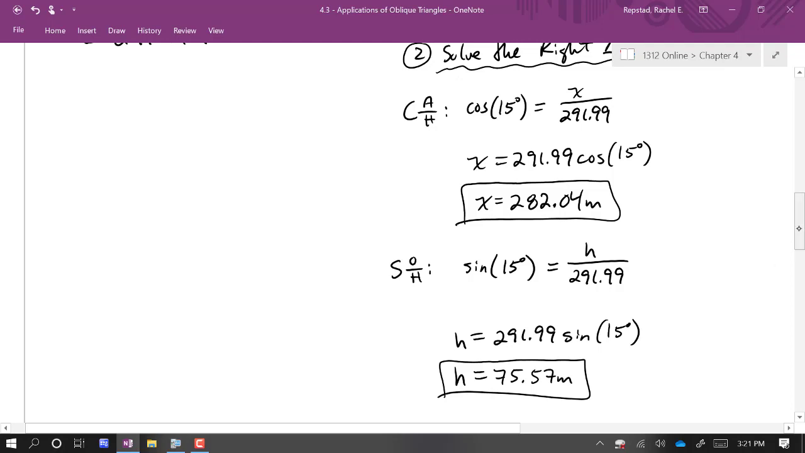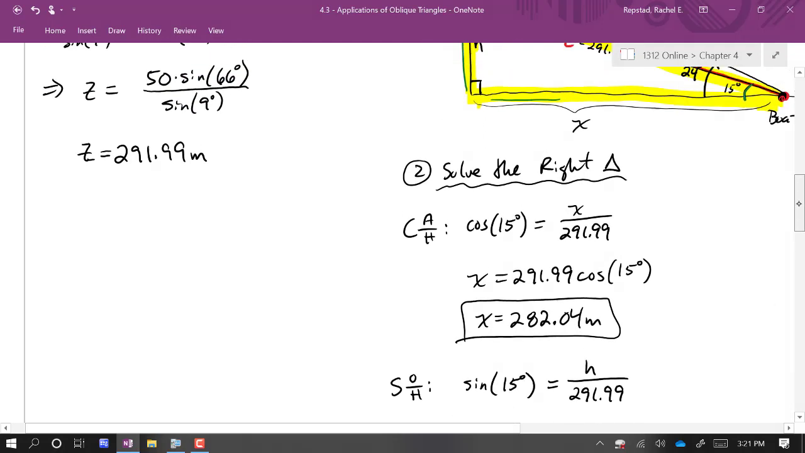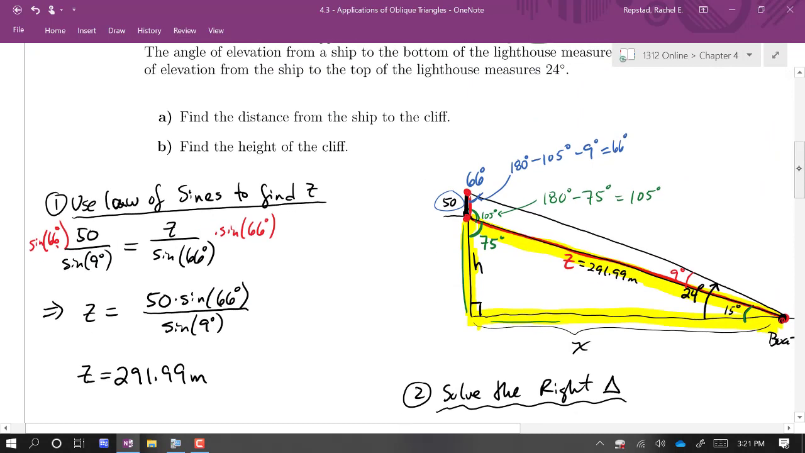All right, so we have solved this problem. You know, ultimately, at the end, to get the values that we were asking for, we solved the right triangle. But to get enough information about that right triangle, we had to first use the law of sines on this oblique triangle kind of sitting on top.